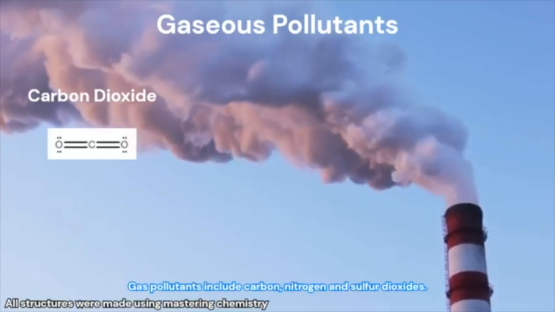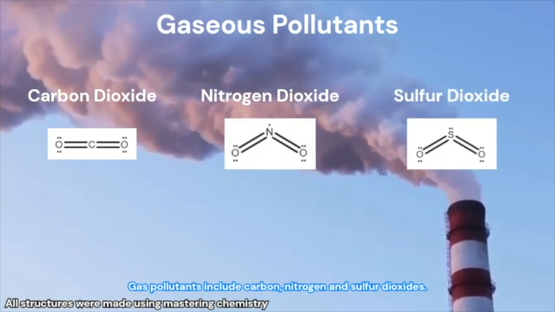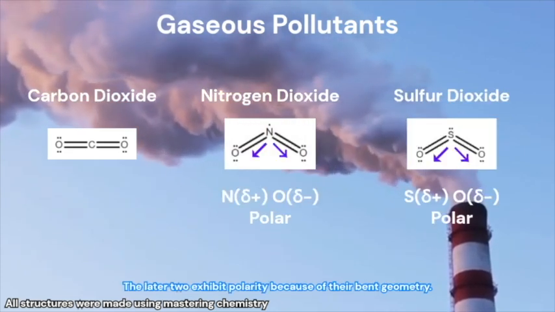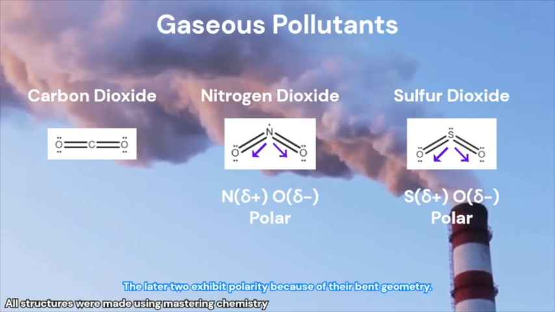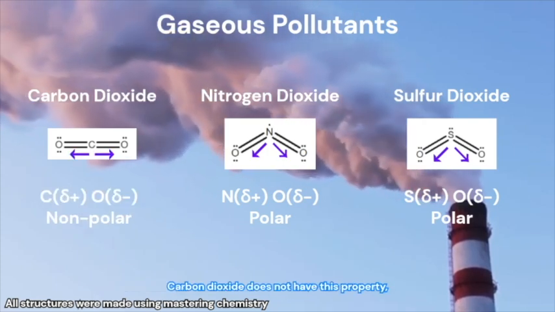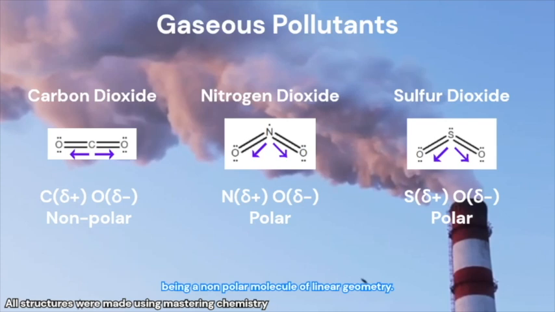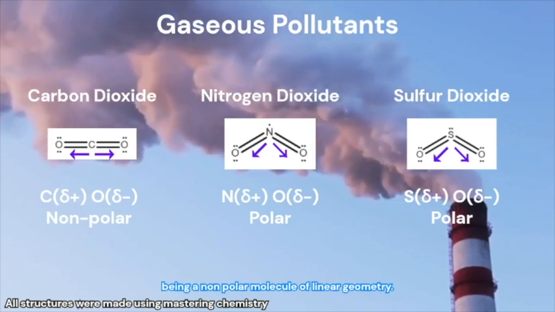Gas pollutants include carbon, nitrogen, and sulfur dioxides. The latter two exhibit polarity because of their bent geometry. Carbon dioxide does not have this property, being a non-polar molecule of linear geometry.